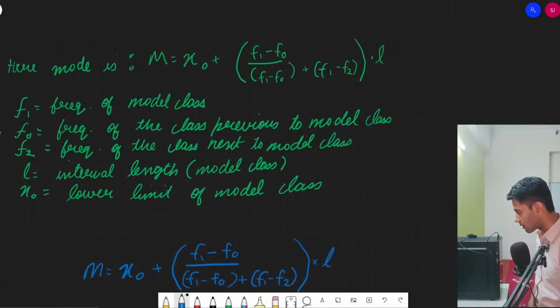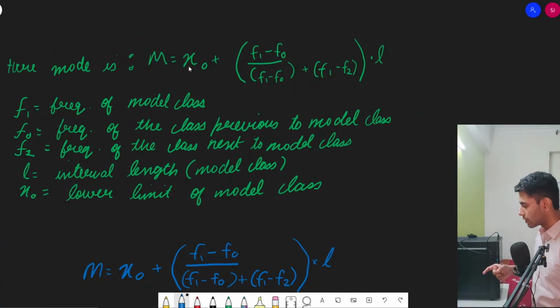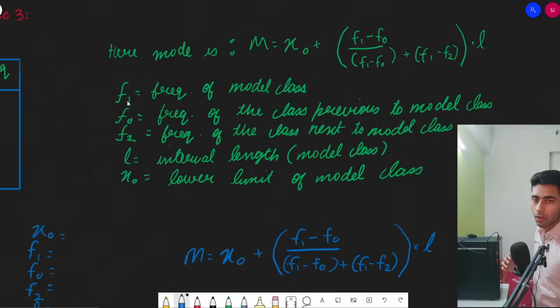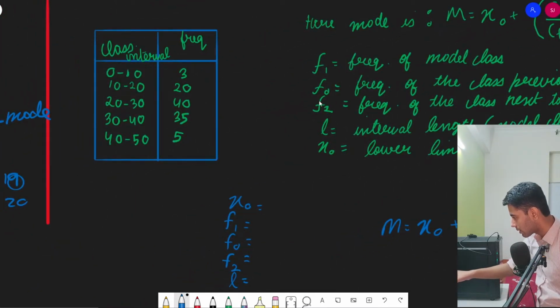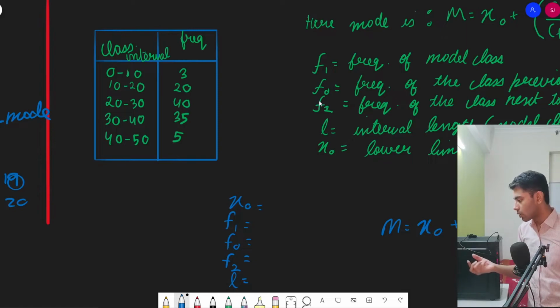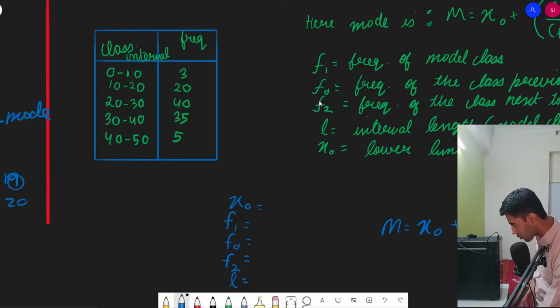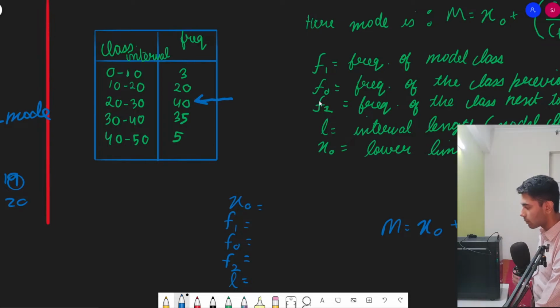Here you can see that x naught represents our lower modal class value. You have to find that particular row where there is maximum frequency. This row has the maximum frequency, which is 40. So this row is going to be our modal class row, and therefore I will represent it as f1.